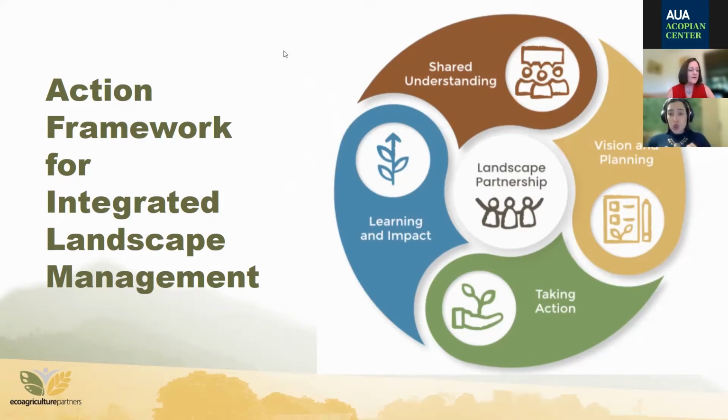The third element is getting to a shared vision and agreed strategy for action, and developing a short-term action plan that reflects that strategy that all the stakeholders see themselves as part of and have contributed to.